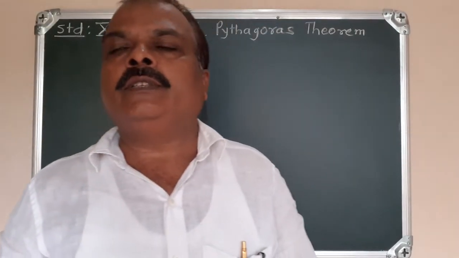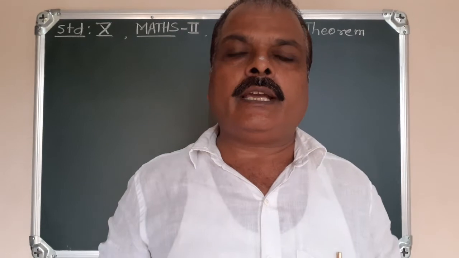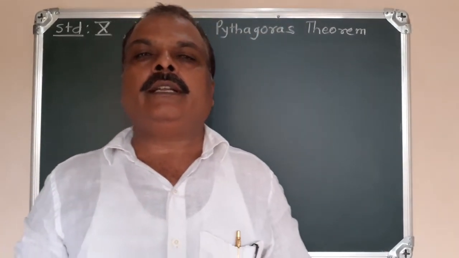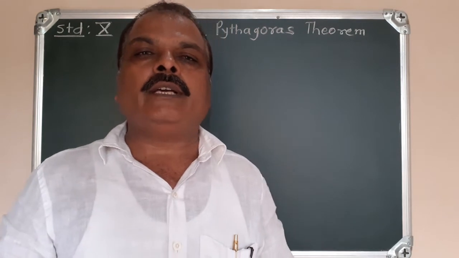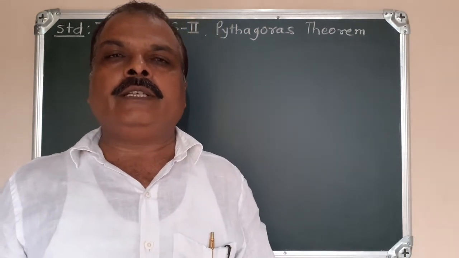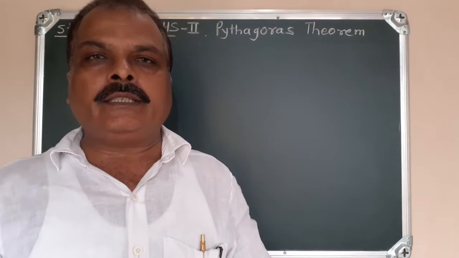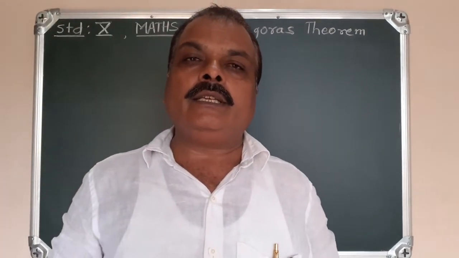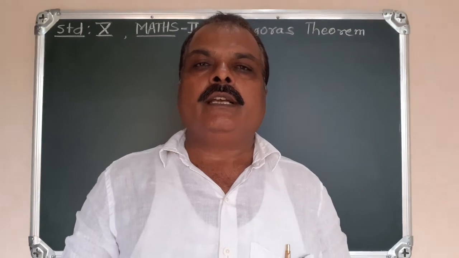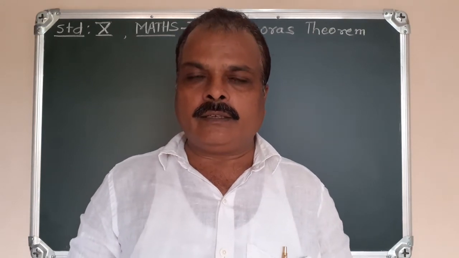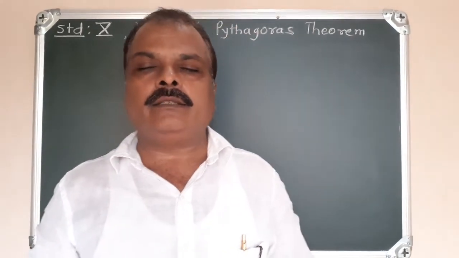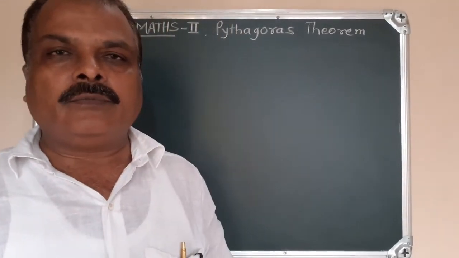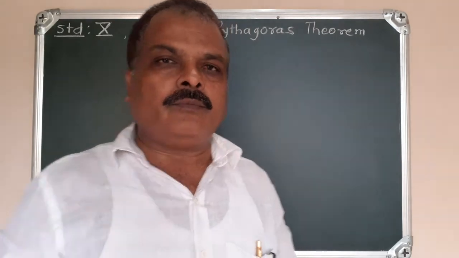Property of 30 degree, 60 degree, 90 degree angle. What is the property? In right angle triangle, if acute angles are of measure 30 degree and 60 degree, then side opposite to 30 degree angle is half of hypotenuse, and side opposite to 60 degree angle is root 3 upon 2 times hypotenuse. From that we can solve some examples.